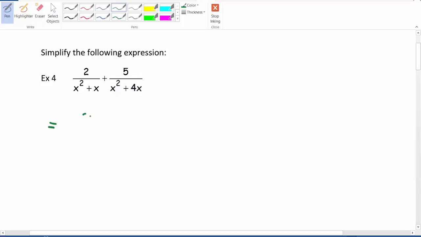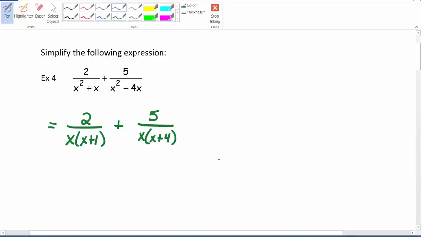So when we do that, we end up with 2 divided by, looks like we could pull an x out of the bottom, in which case we would then be left with x plus 1. On the right side, we still have 5 on top, divided by, looks like we can also pull an x out of the bottom. And so we are left then with x plus 4.